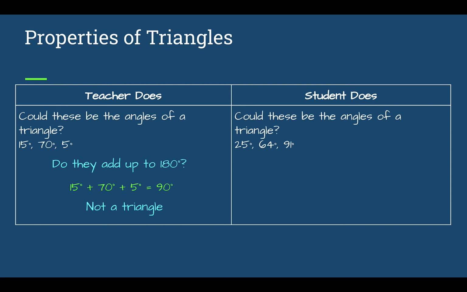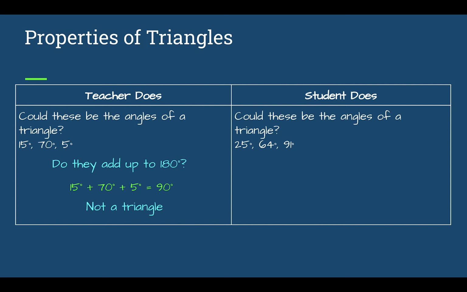Now, just because they do add up to 180 does not mean it is a triangle. Things could be positioned strangely, and the side lengths might not be correct, but they do need to add up to 180 in order to be a triangle. That's our first check.